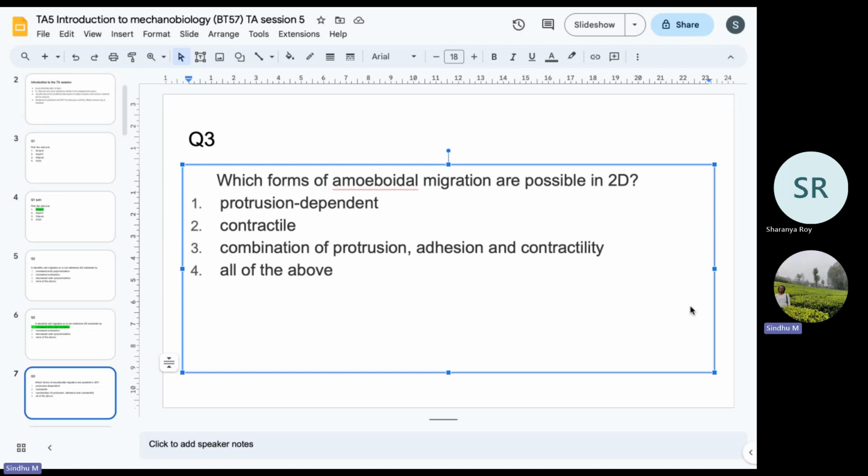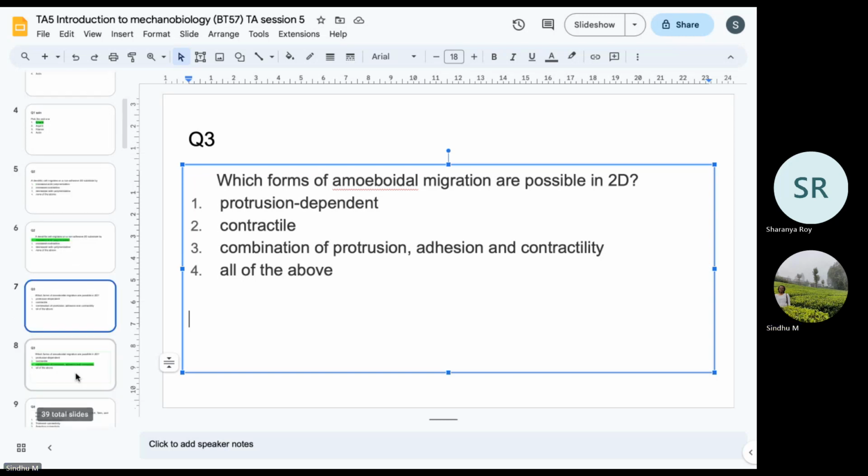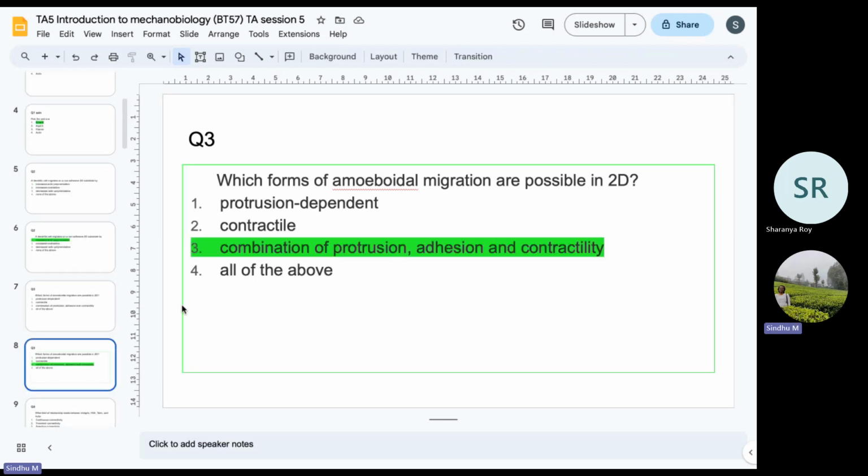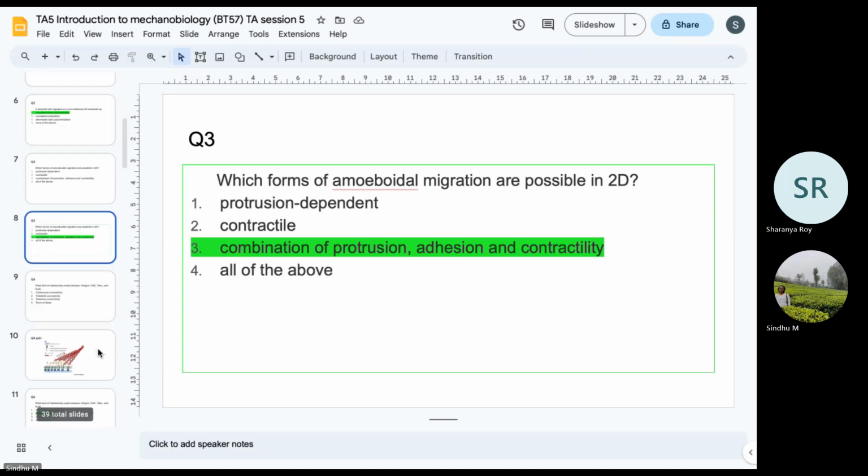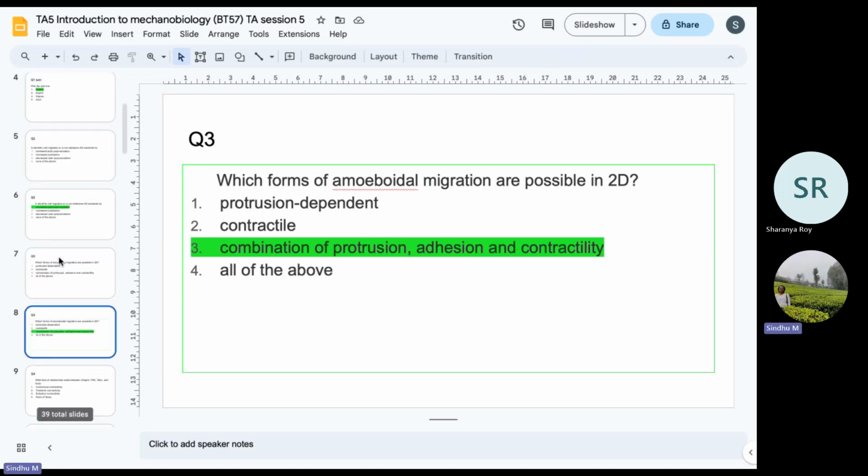Yes, the third question is also correct. In the 2D form of amoeboid migration, all of these are possible. It will be a combination of all three: protrusion, adhesion, and contractility. So the correct answer is option C. Let's go to the fourth question.